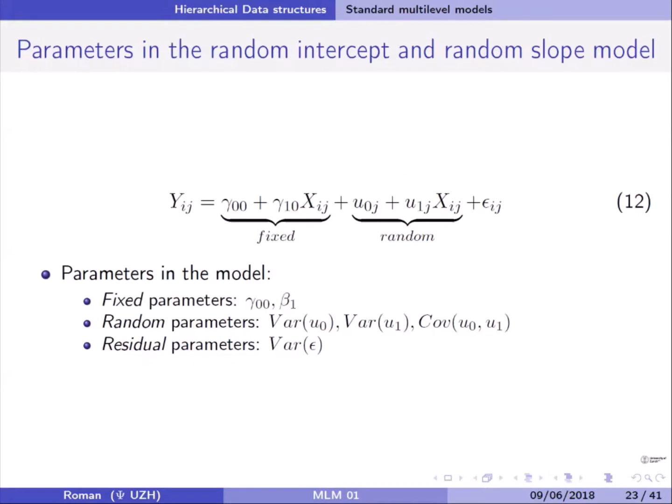So notice how the full model ends up. We have a fixed intercept, a fixed slope multiplied by our variable. We have a random intercept, which tells us the deviations that clusters are from gamma 0,0. And then we have U1j, which tells us, again, the variance of the slopes. So this is telling us how much the slopes of the clusters deviate from the average slope. So our fixed parameters are gamma 0,0 and gamma 1,0. These are our average intercept and average slope.